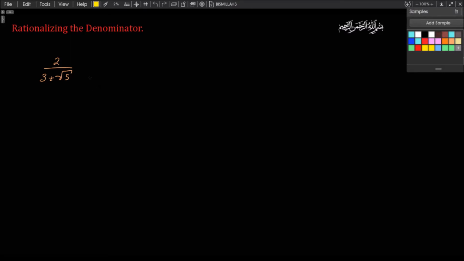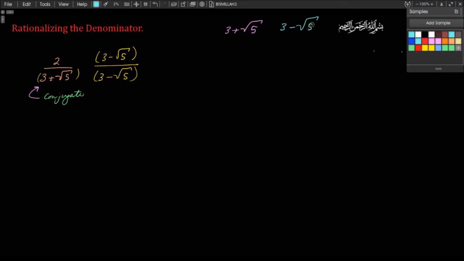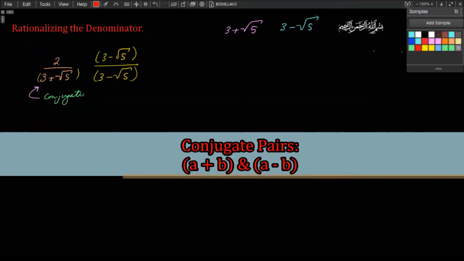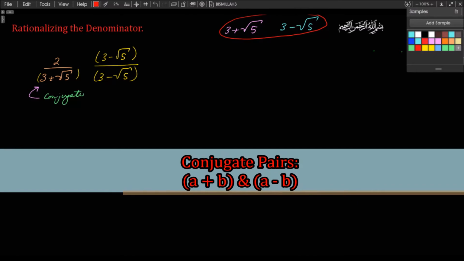See, what you have to do is multiply the numerator and denominator by 3 minus square root of 5. 3 minus square root of 5 is called the conjugate of 3 plus square root of 5. In other words, if you have 3 plus square root of 5, it has a counterpart. In other words, 3 plus square root of 5 is one of a pair of numbers, the other number being 3 minus square root of 5.